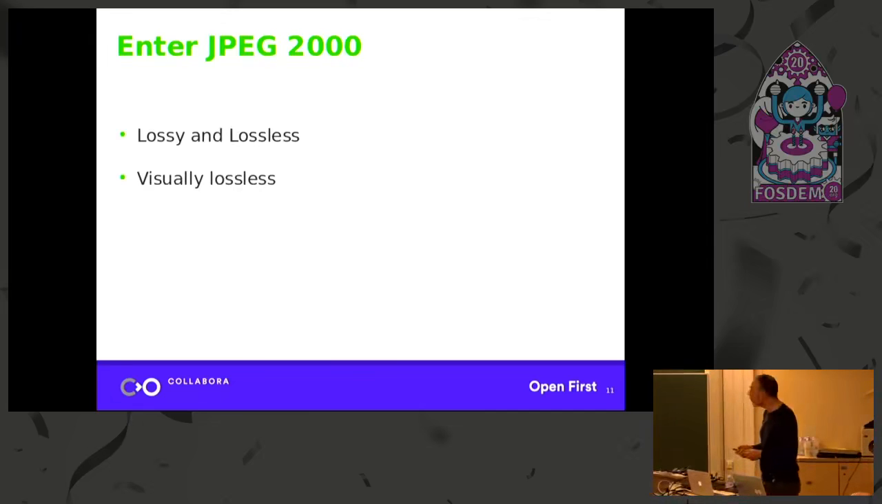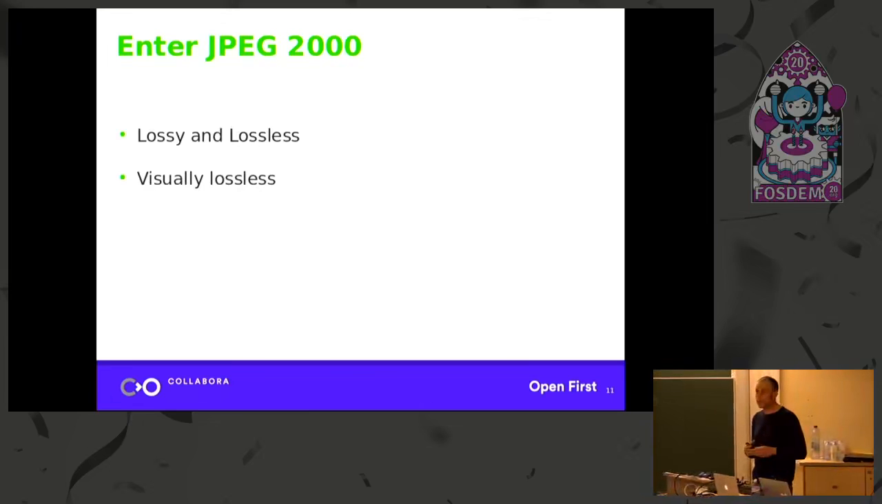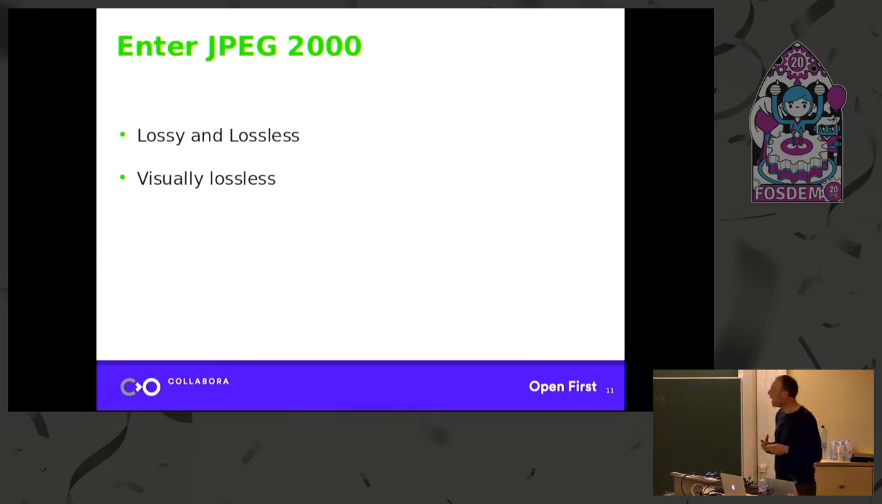And also, it supports lossy and lossless in one framework, which is nice. The only difference between lossy and lossless is the transform is a little different for lossy, and there's quantization where you lose data. But otherwise, the framework is exactly the same. And then you can get visually lossless encoding, where there is loss of data, but the human eye can't detect the difference. So that's visually lossless.